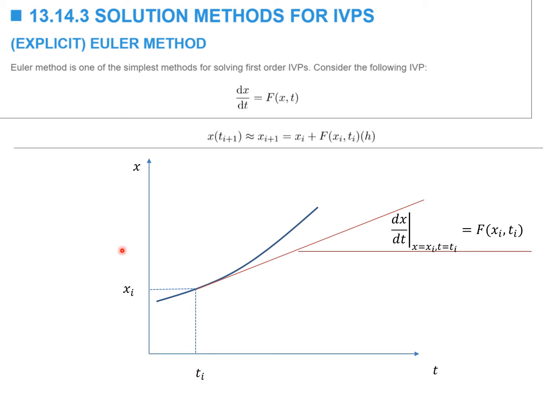Knowing this rate, I can just use it to approximate the function, and after a period of time h, which is equal to ti plus 1 minus ti, I can find the value of xi plus 1 using that slope. You can see the difference between xi plus 1 and the true value is given by ei plus 1, which is the error evaluated with this step in time.